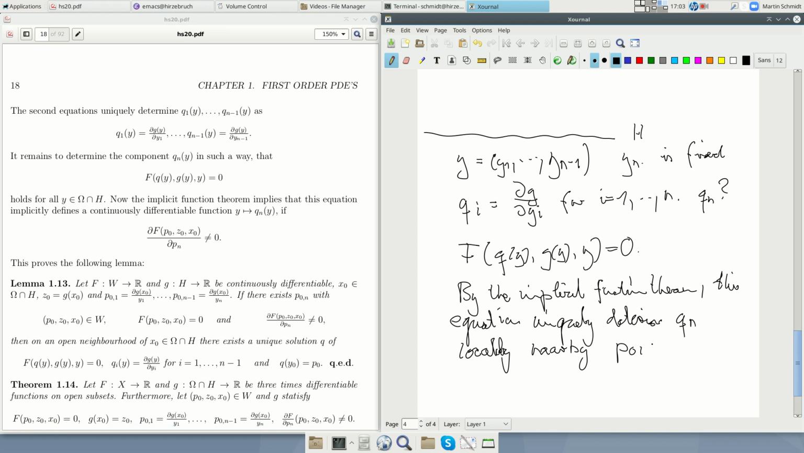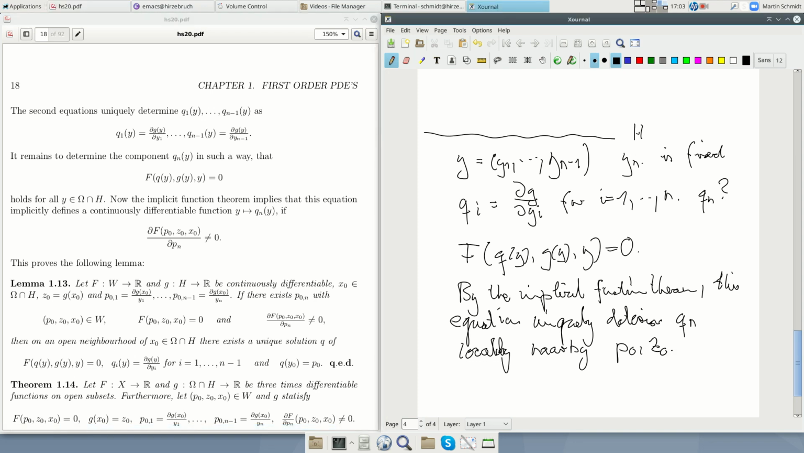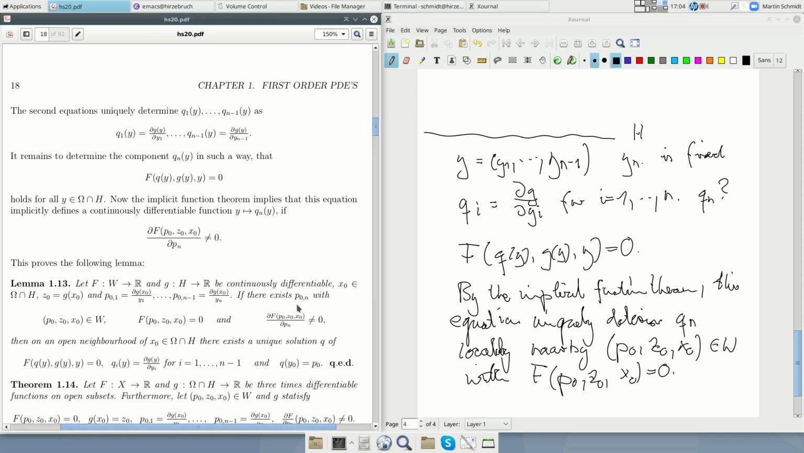P0 equals (x0, z0, p0) in W. Of course, this has to be a point where our equation is fulfilled, so F at this point is equal to 0. We assume we have given such a point, and then by the implicit function theorem we know that this uniquely determines this one real function q_n if this derivative does not vanish.